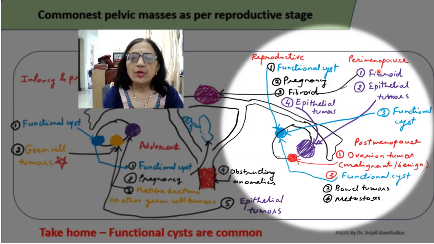Perimenopausally, fibroid is at the top of the list, followed by epithelial tumors, but functional cyst is again a third possibility here also. Postmenopausally, in the elderly women, as expected, ovarian tumors are most common, malignant or benign, followed by again functional cyst. There can be bowel malignancies leading to pelvic masses, or metastasis in the pelvis is another reason of pelvic masses in the elderly postmenopausal women.